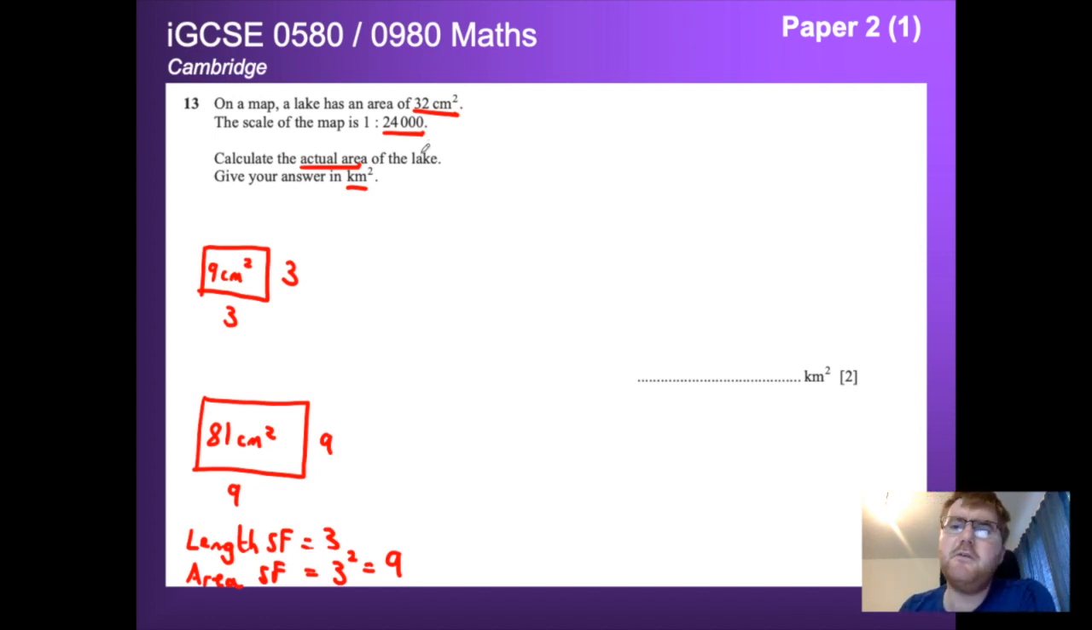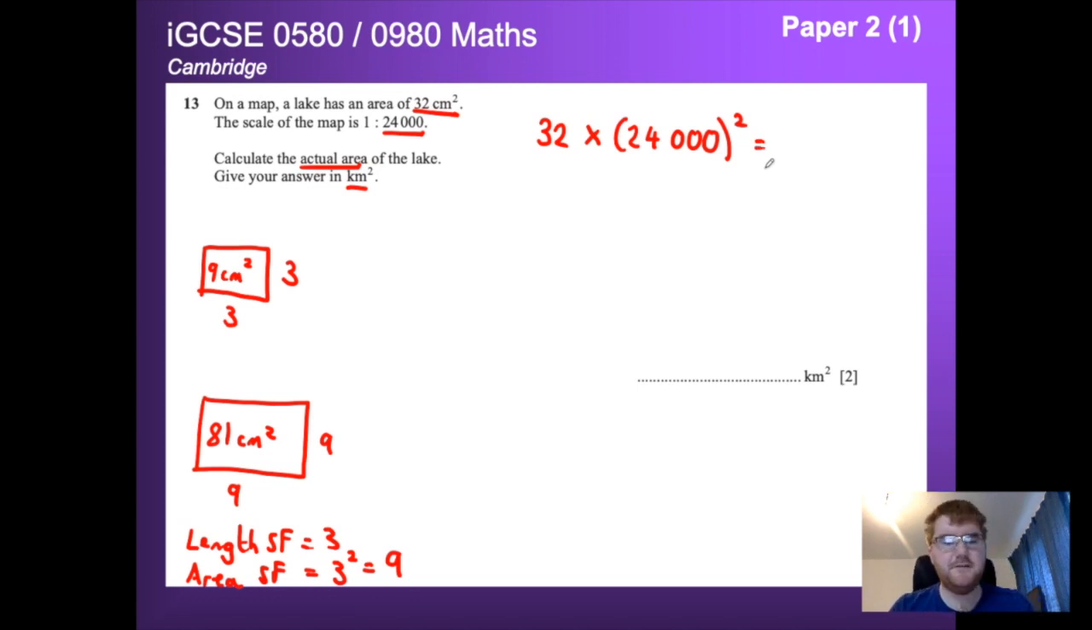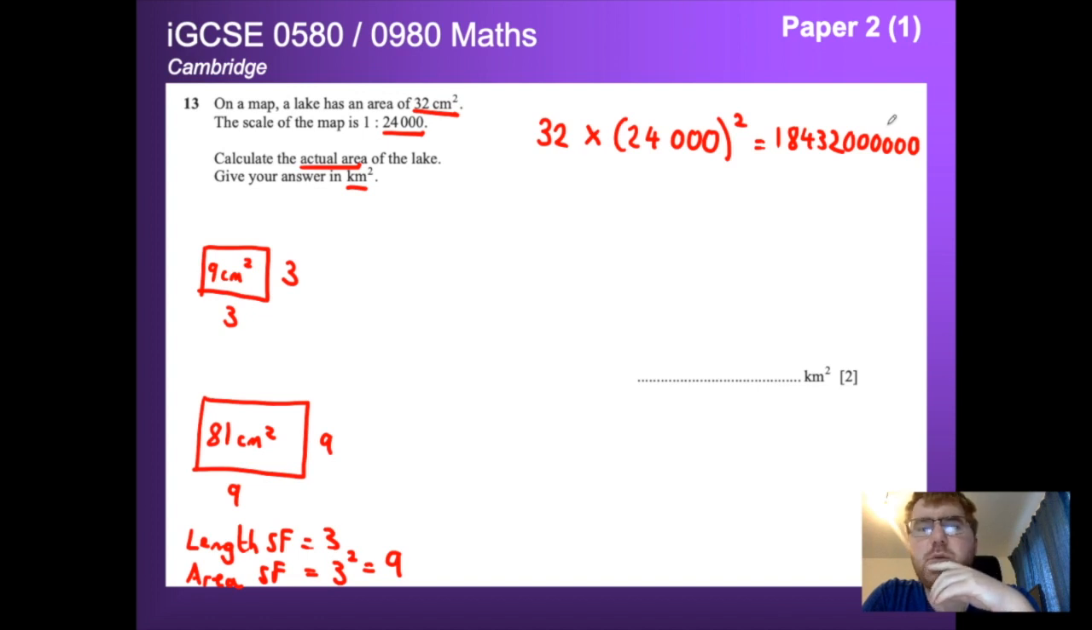I'll break it down in stages. First of all, we need to multiply the 32, not by 24,000, the length scale factor, but by the area scale factor, so that's going to be 24,000 squared. Let's work that out on our calculator. We get a very, very big number: 18432 and 6 zeros. That gives us the answer in square centimeters, so that's what the answer is so far.